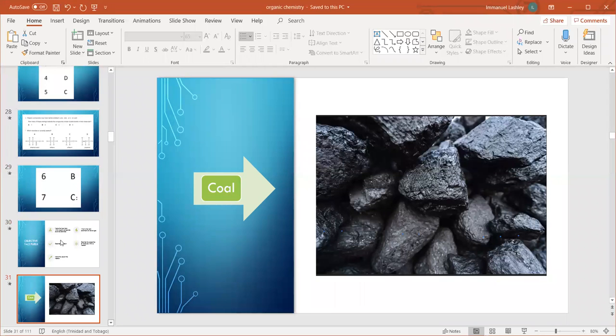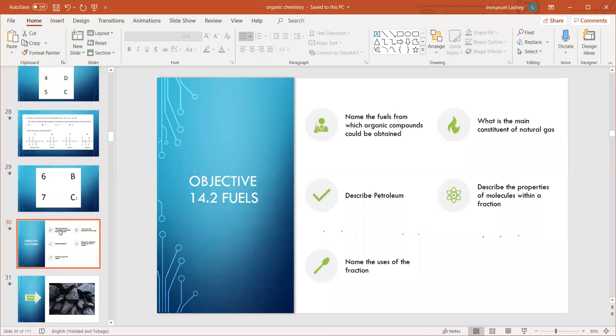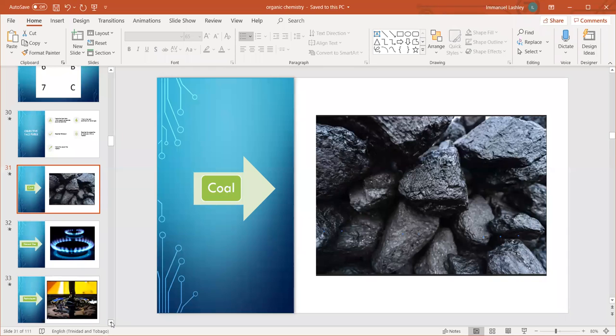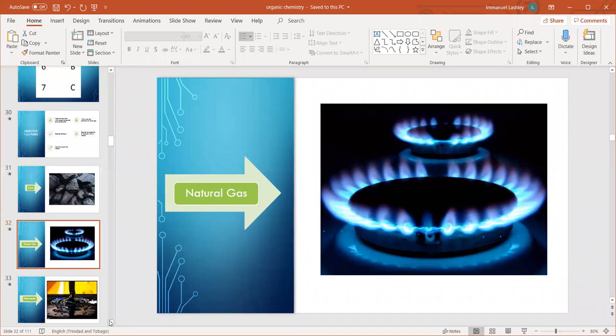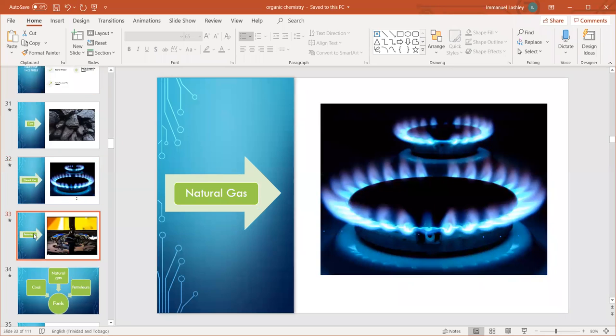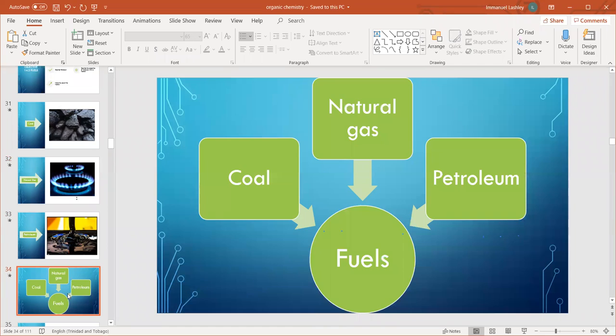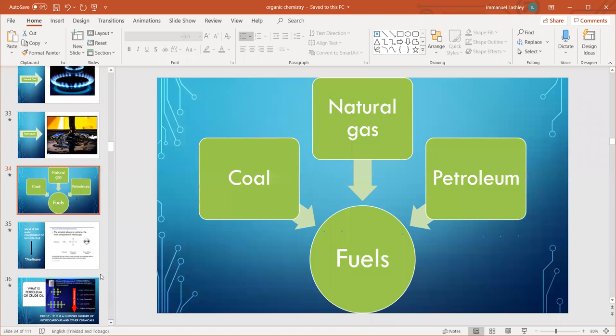All right, so the first thing we want to find out: name the fuels from which organic compounds could be obtained. The first one is coal. We can obtain organic compounds from coal. We can also obtain them from natural gas as well as from petroleum, right? So the three main sources of fuel of organic compounds are coal, natural gas, and petroleum.